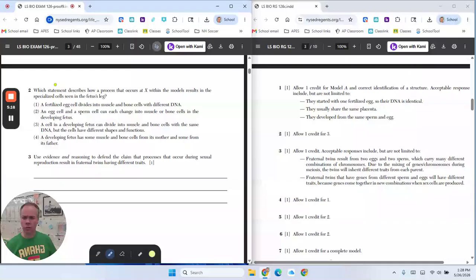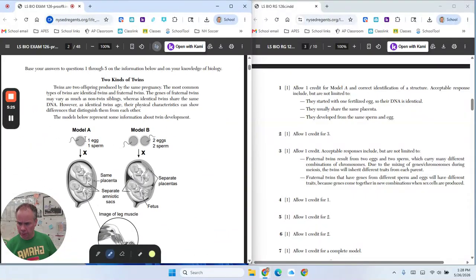Then we get to the second question of the cluster. Which statement describes how a process that occurs at X, okay, let's go back and look. So X is this arrow going from an egg and sperm cell, a fertilized egg, into these twin fetuses. The same thing is true here. We have 2 eggs, 2 sperm, 2 fertilized eggs, also going through process X to produce the 2 twins.